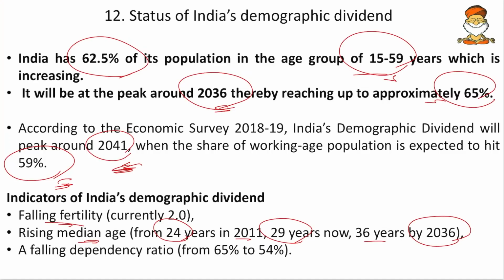Then the falling dependency ratio. The dependency ratio covers the old age and the children, and their ratio is falling. That means the youth population is increasing. So what are the indicators of demographic dividend? We should have a falling fertility rate, a rising median age, and a falling dependency ratio. So remember these three criteria.